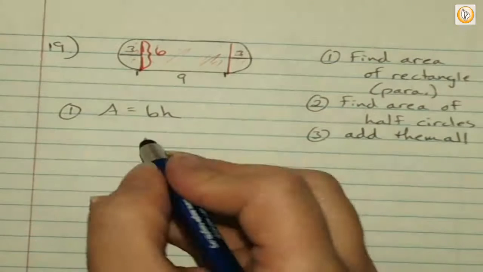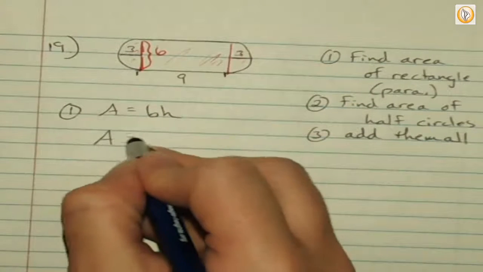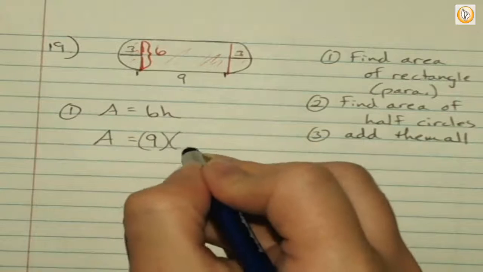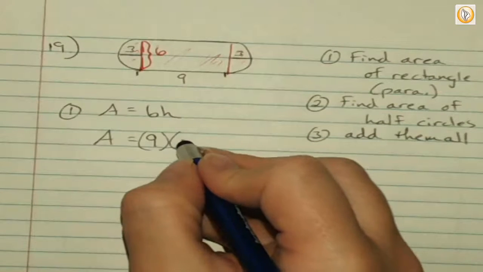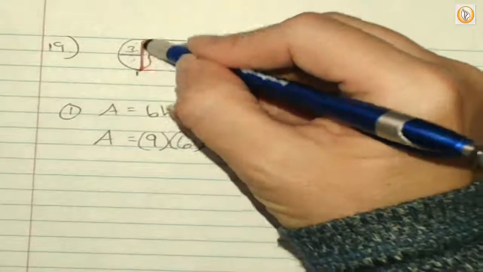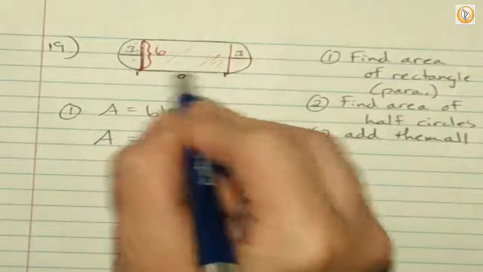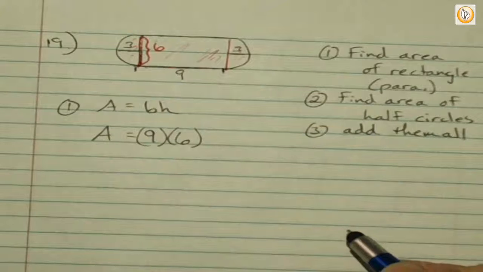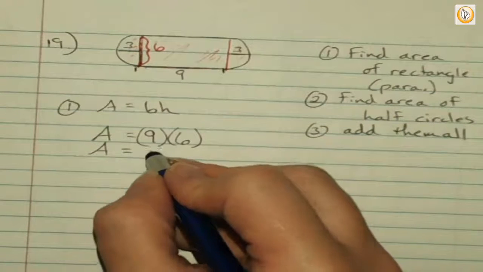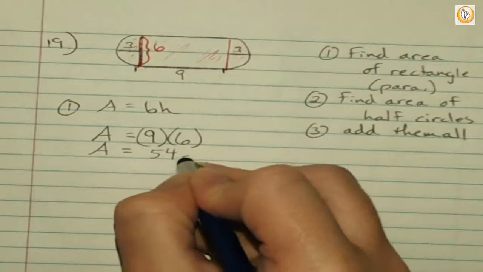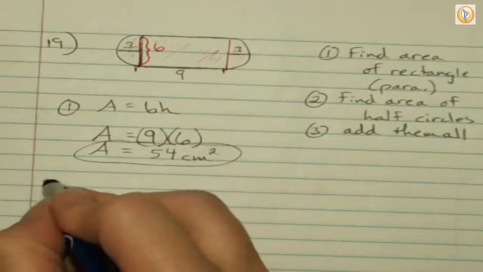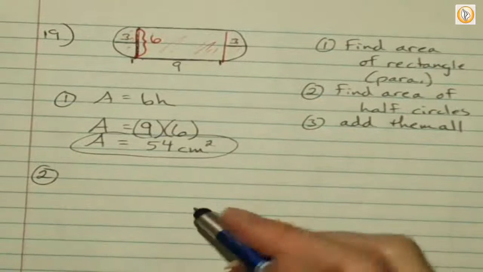Okay, so Emily, what's the base? And the height is? Yeah. So it's this right here times this. Right? And what do you get? 9 times 6 is what? 54. And they said it's in centimeters squared. Okay, so we have our rectangle. Any questions how we got that?